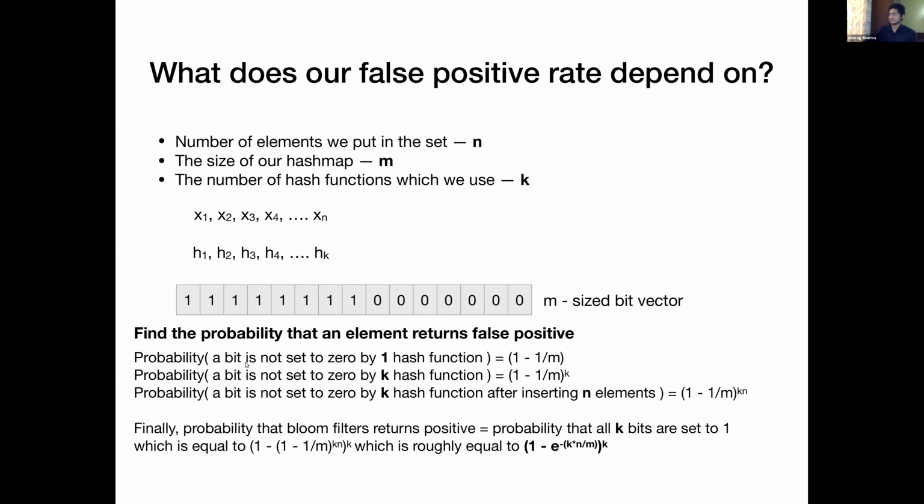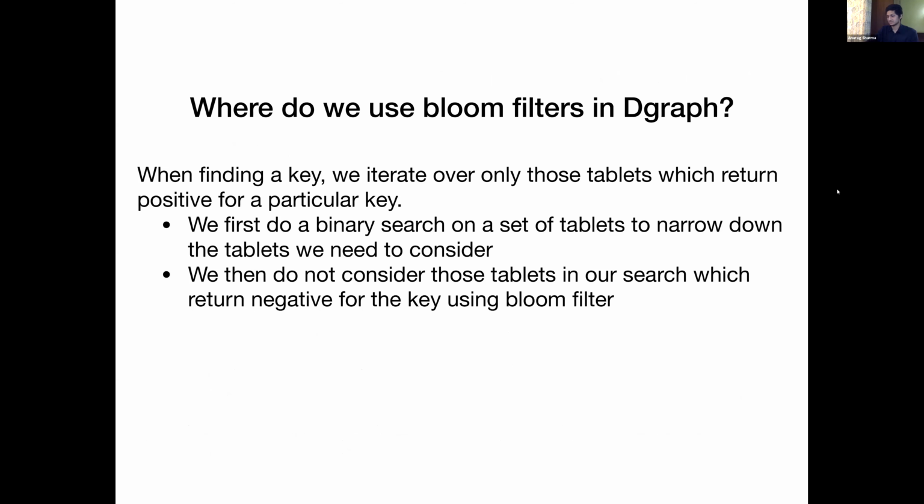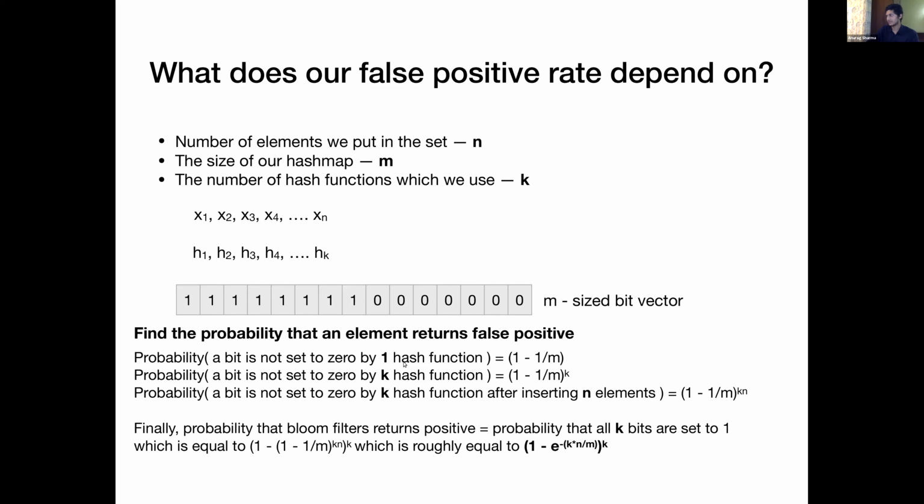Just like basic probability: the probability a bit is not set to 0 by one hash function is 1 minus 1/m. We are assuming that our hash function has a uniform distribution over this m size. So for it to set something to 1, the probability is 1/m, and for it to not set it, it is 1 minus 1/m. Now the probability that a bit is not set by k hash functions becomes (1 minus 1/m) to the power k. And then the probability that it's not set by k hash functions after inserting n elements becomes this, right?